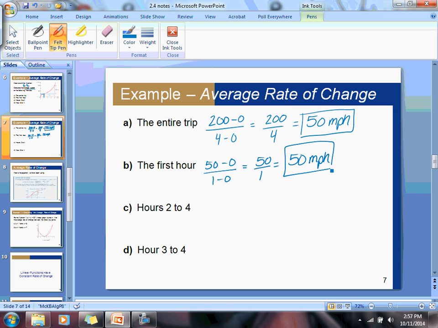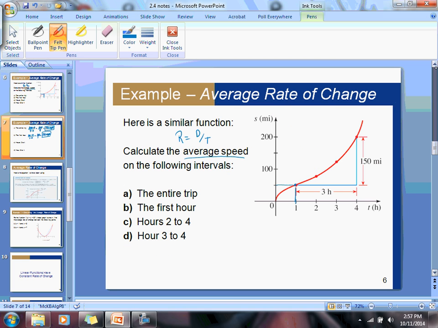Again, that's our average. That's not a constant. And if you look at the graph, it curves. It's not a perfectly straight line. Okay, so again, that's our average rate of change.